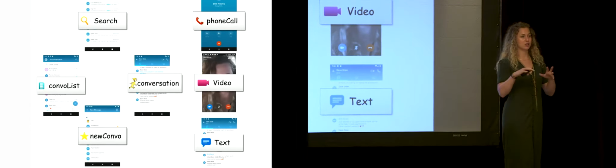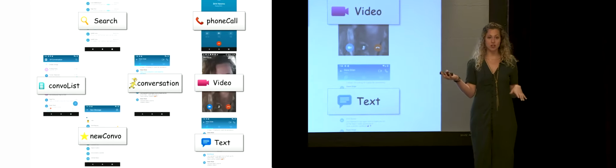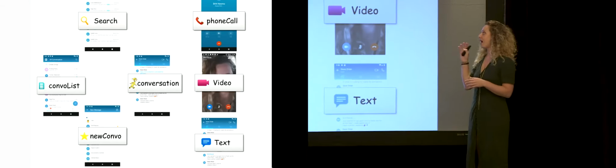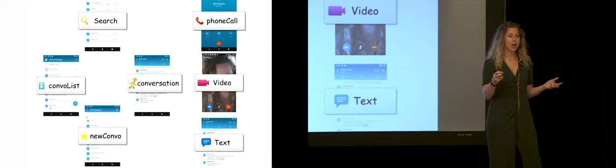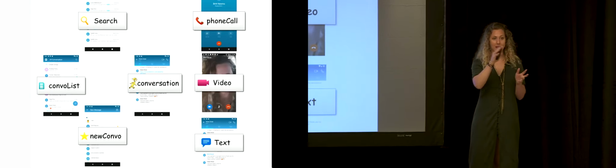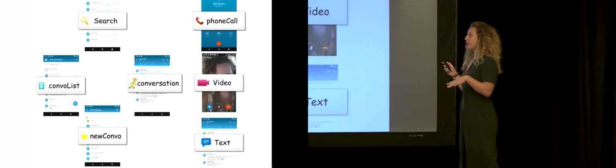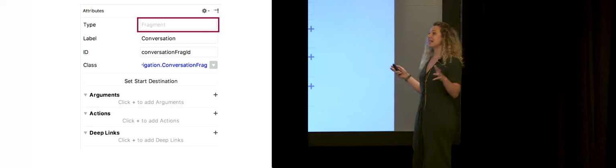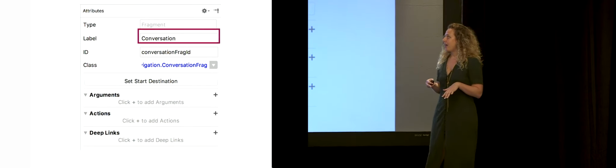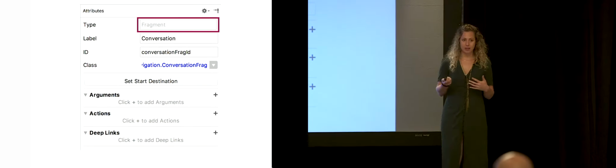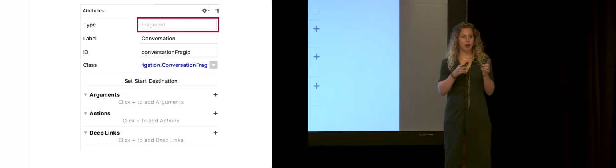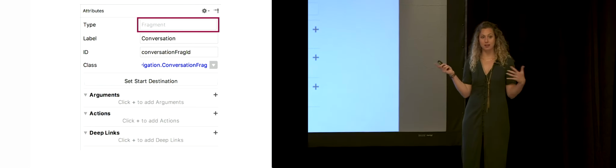So let's take a little bit of what I showed you before. I have a conversation list, and then I have the search fragment, and I have the conversation fragment, and I have the phone call and the video. Everything is a fragment now. And since the user can move between them and they have connections between one another, everything can be in the same flow. This is what it means. So I choose all the destinations that make sense together. Each one of them currently is a fragment. You would also be able to add activities, but activities can only end a flow and not start a flow, and not create connections between the other destinations.